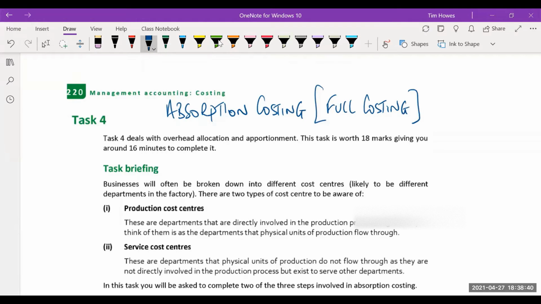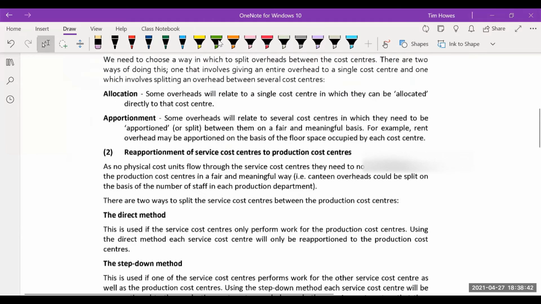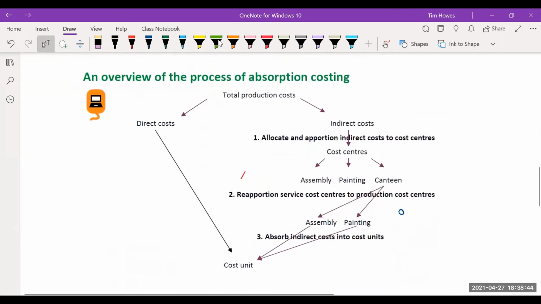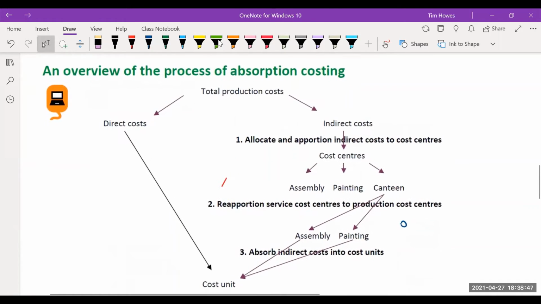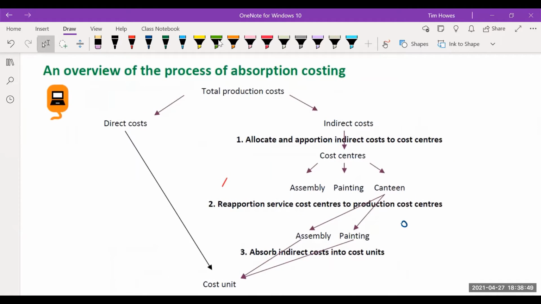Now look, I'm just going to skim right the way down. Don't worry, it will come back. I'm going to skim down to this little diagram. I like this diagram, which talks about an overview of this thing called absorption costing, or full costing if you prefer. Now, the idea is this.